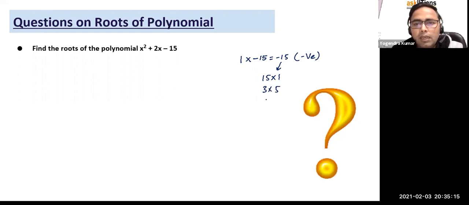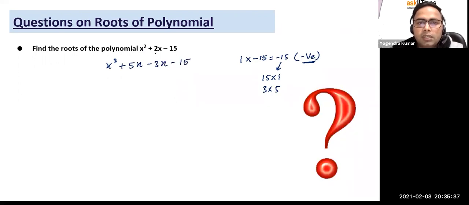These are the factors. I need to look for the difference. Why am I talking about difference? Because here the product is negative, so the difference of two factors which can give me 2, right? So 5 and 3 are those numbers. So that's why here I'll write x square plus 5x minus 3x minus 15, right? I hope you're understanding. So I split the 2x into these two like this, splitting the middle term. We need to find the roots this time, so that's why equate it to 0. So it will be what?